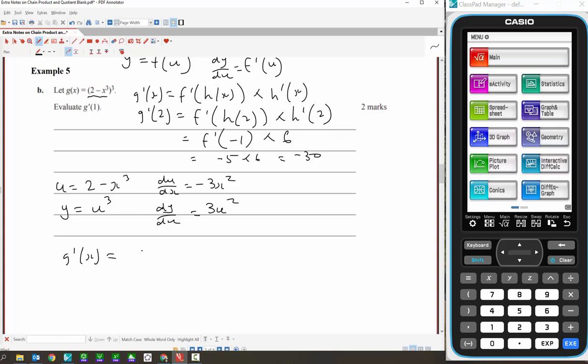Right, so what we would do to get our derivative, g dash x, is multiply them together. So that's going to be negative 9x squared, brackets u, which is that, squared. g dash 1 equals negative 9, so 1 goes in there, multiplied by 1, 2 take away 1 is 1, 1 squared is 1. So g dash 1 is negative 9.